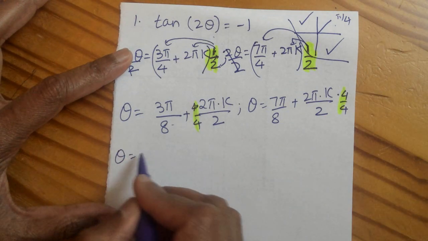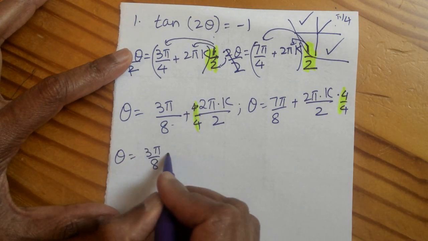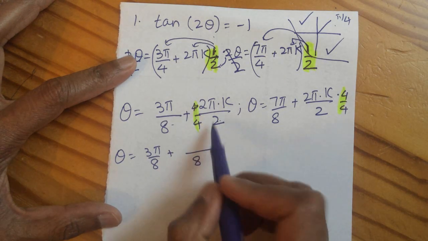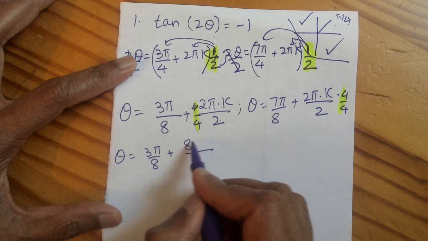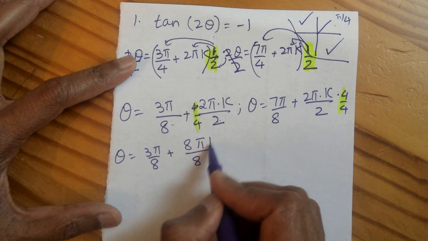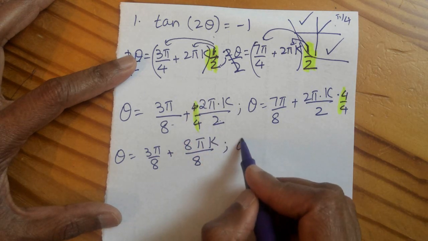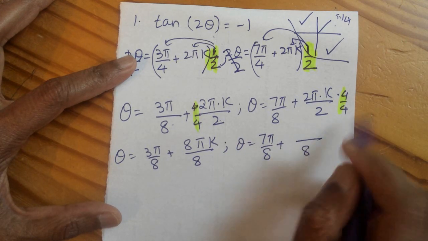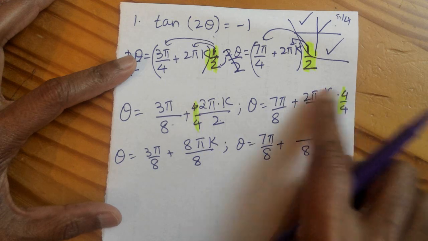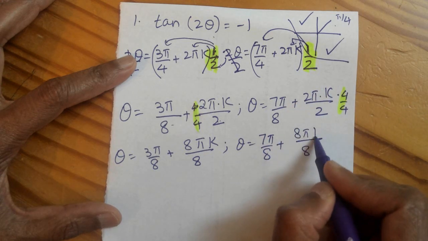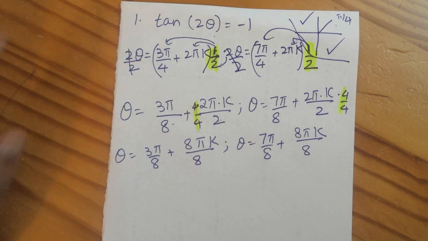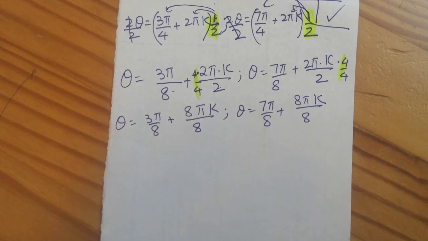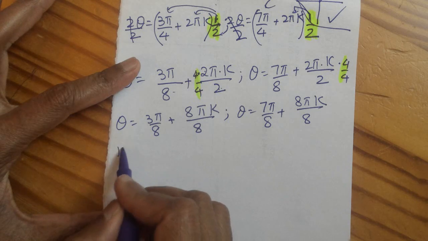So theta equals 3 pi over 8 plus, bottom is 8. What's my top? 4 times 2 is 8, right? And pi k stays as it is. And theta equals 7 pi by 8 plus, bottom stays as 8. That's the easy one. And this is 2 times 4 is 8, 8 pi. Okay, let's keep going. Now that I have the same denominator, I'm ready to start substituting for k. So k equals 0.